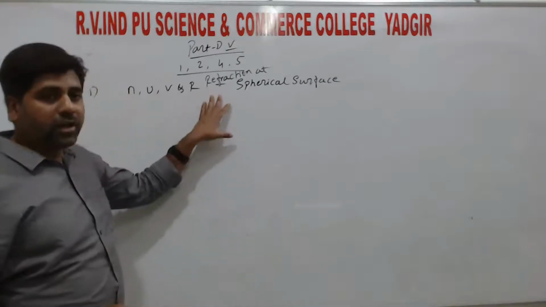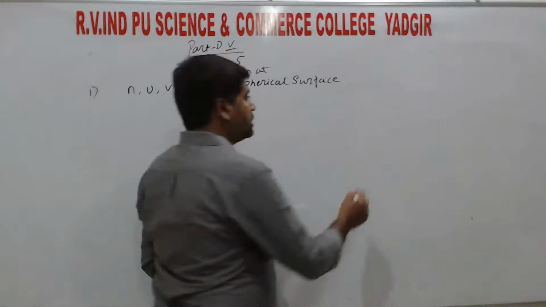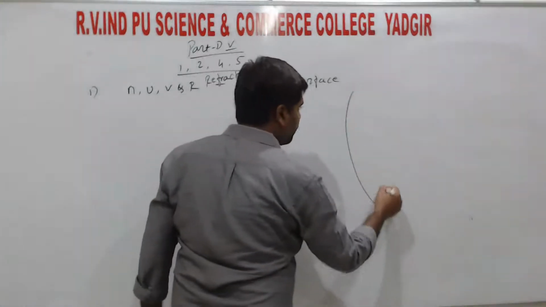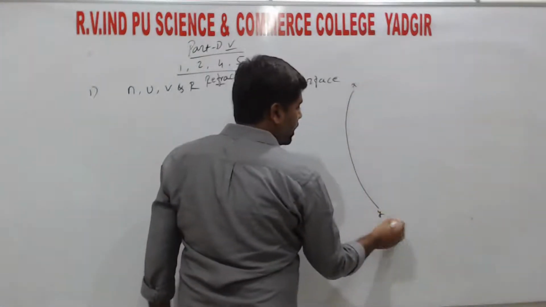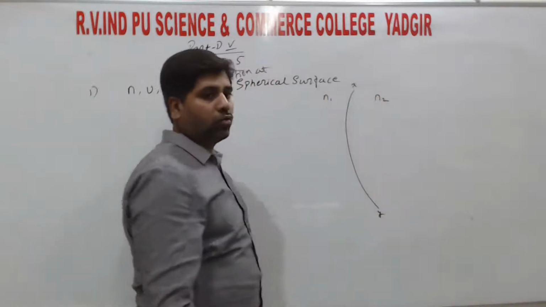So the first derivation is refraction at spherical surface, right? So consider one spherical surface x, y, having the refractive index n1 and n2, right?